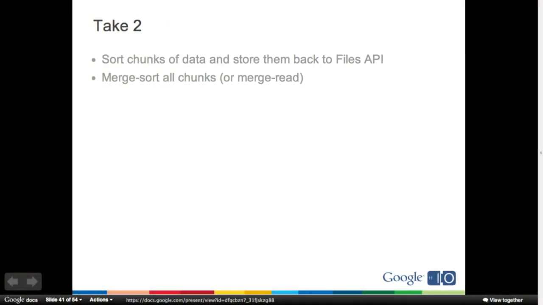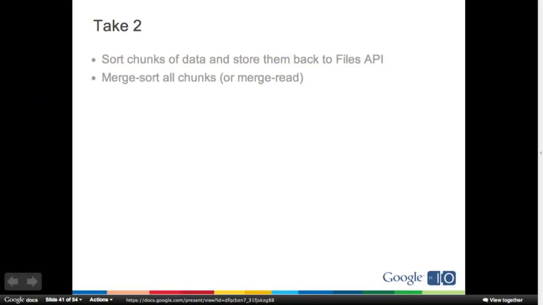So we're going to improve this one by chunking our input data and storing that data into Files API. And then each chunk will be sorted on its own. Those chunks should be of some size. Because we're running on App Engine, and in Python it's not really memory efficient, our chunk size is like 5 megs. So we're going to sort each one of those, store it, and then we're going to merge sort all chunks together using external merge. Or even, as the MapReduce library does, we're just going to merge read without sorting. Just merge read from all of those.